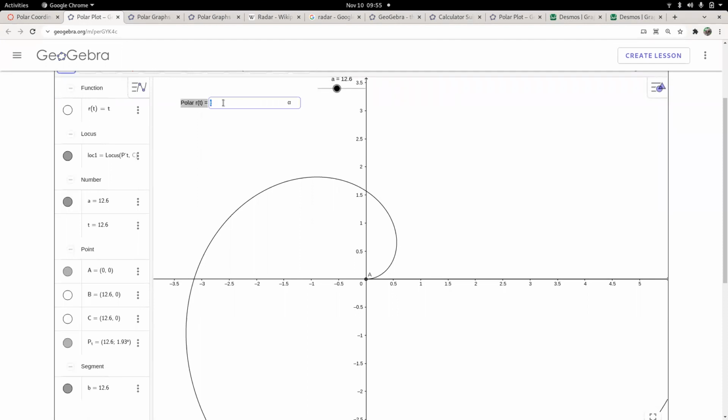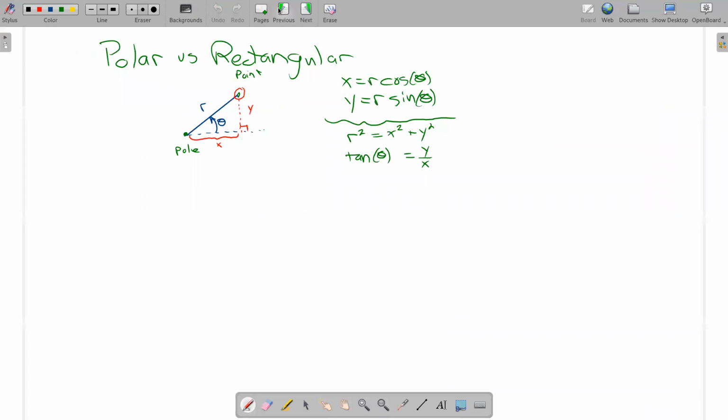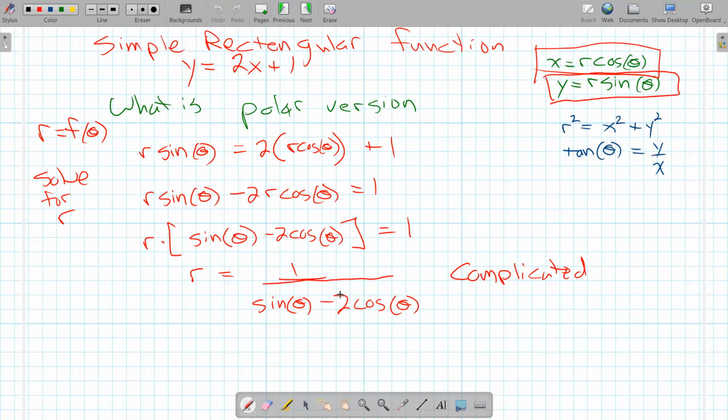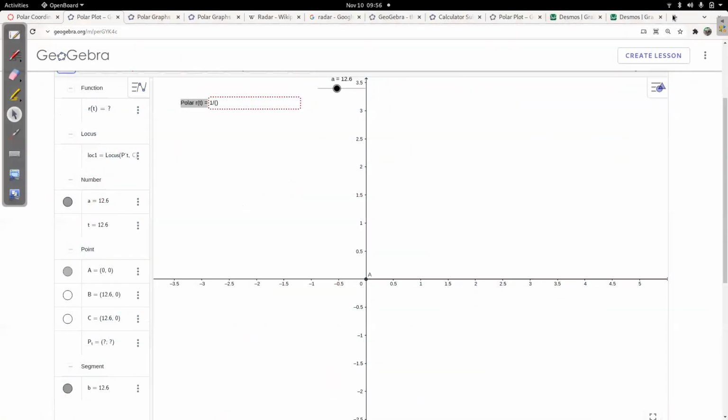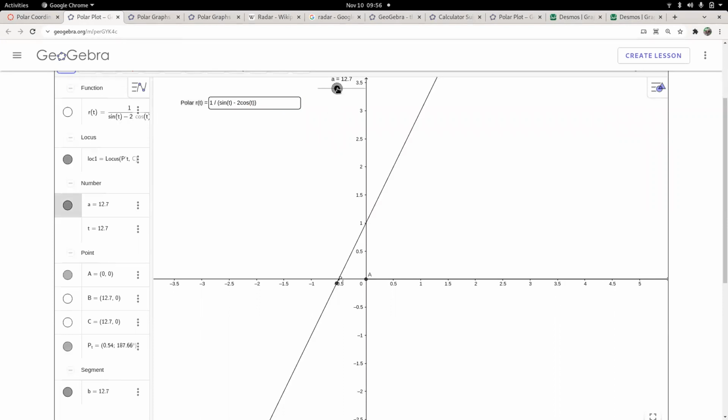Remember that line we calculated earlier? That was 1 divided by parentheses, sine minus 2 cosine in the denominator, when I was talking about lines in rectangular versus lines in polar. So that should just be a straight line if I graph it here. Sine of t is the variable here, and I started a parentheses for the denominator, minus 2 cosine of t, and then close the parentheses. And okay, there it is.